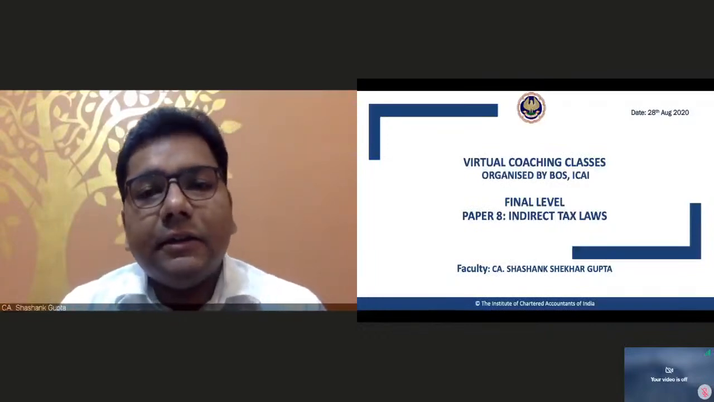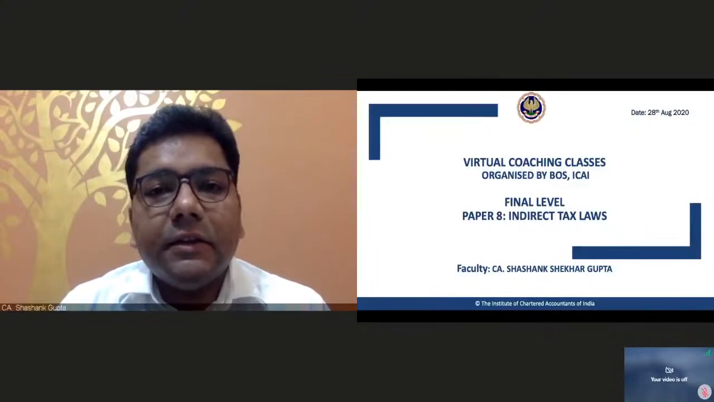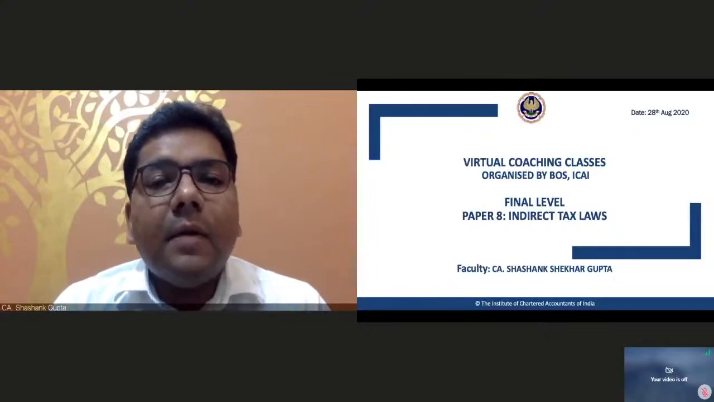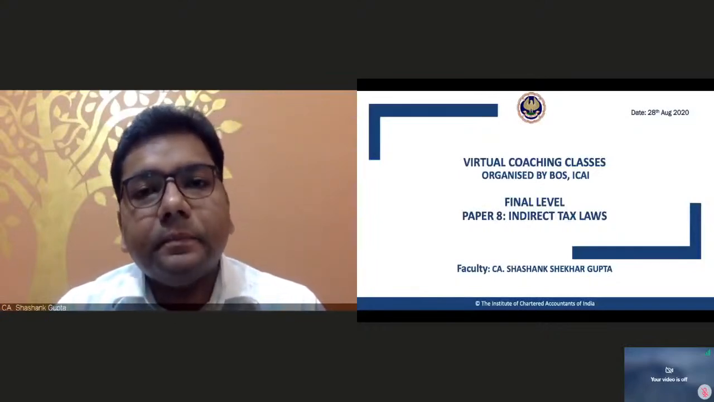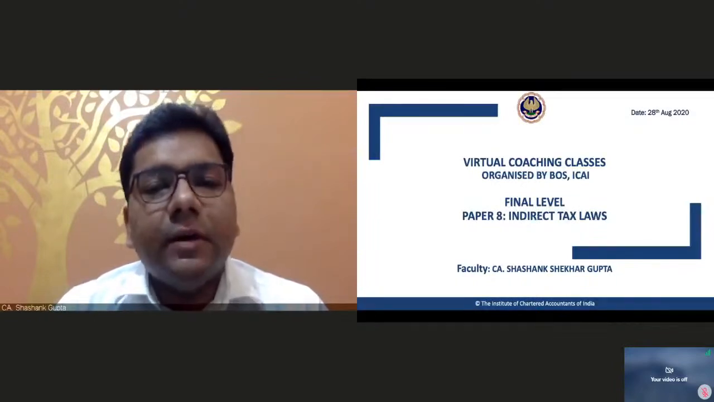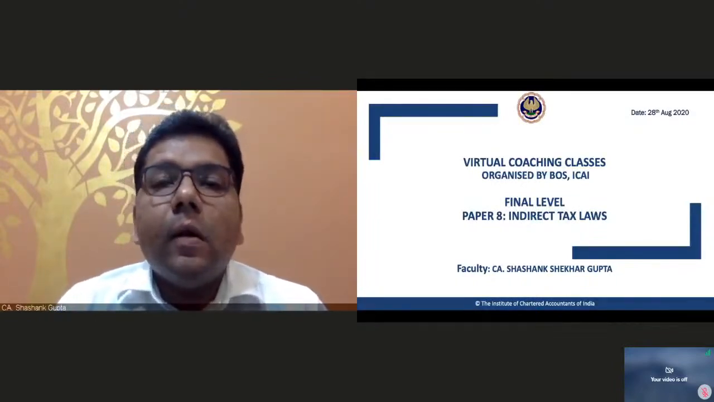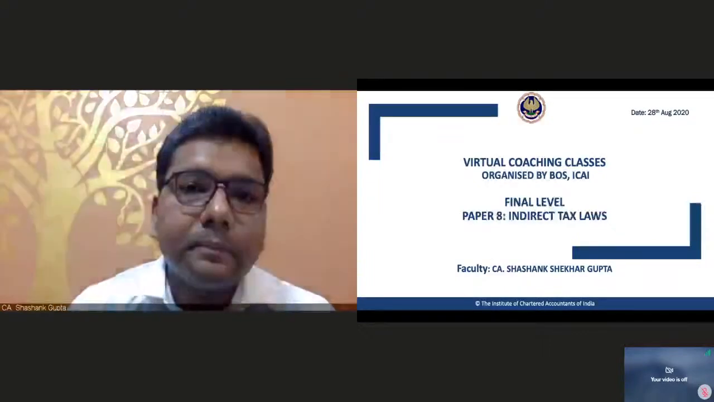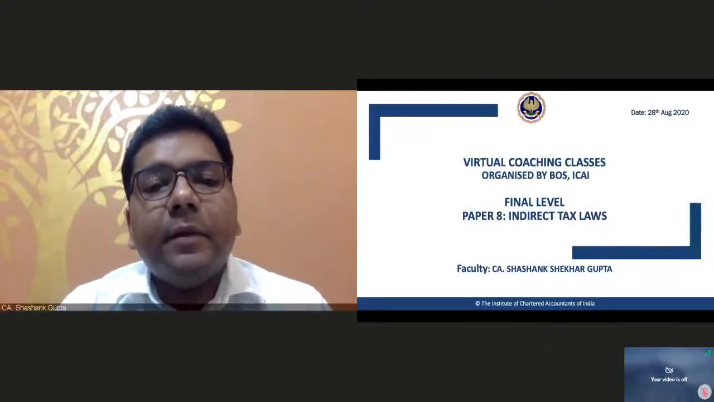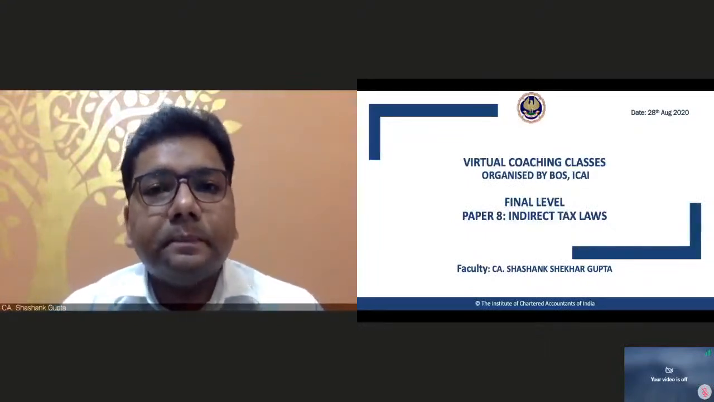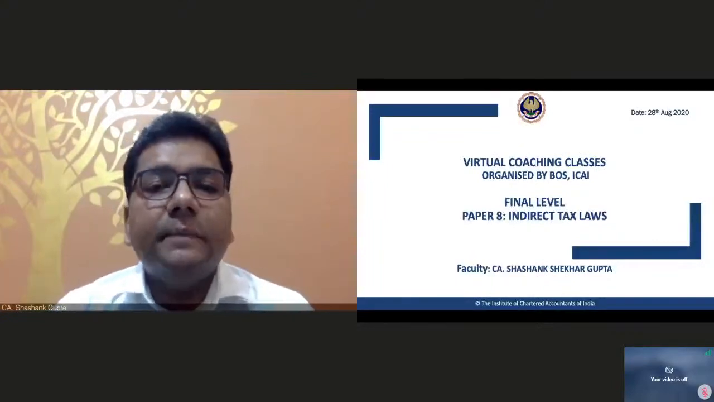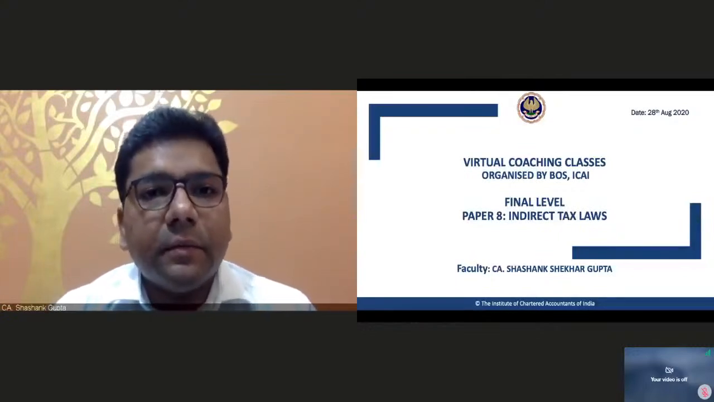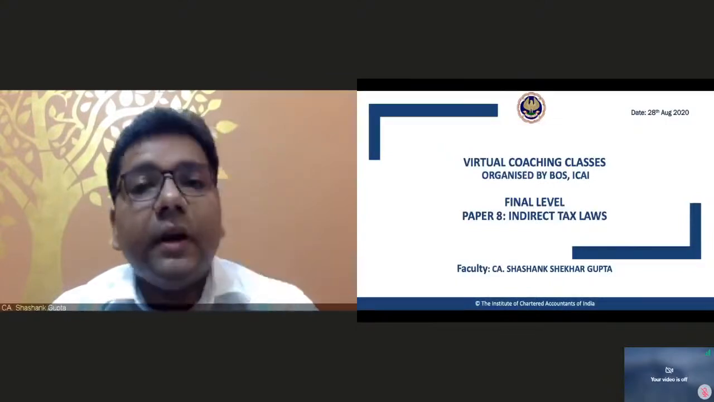Friends, in the last class we had discussed chapter 1 majorly about the introduction of GST in India, basics of GST, fundamentals of GST, what were the issues which were existing prior to GST, what are the benefits that have been derived with the implementation of GST, levies under GST, the constitutional provisions, important provisions under the Constitution relating to GST.